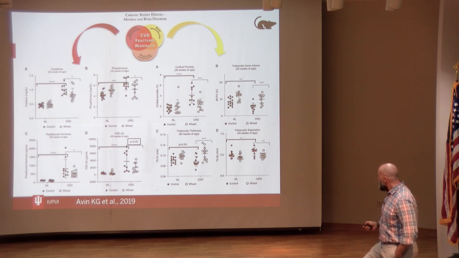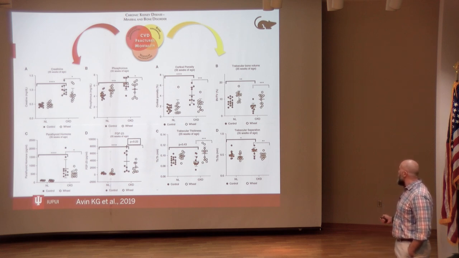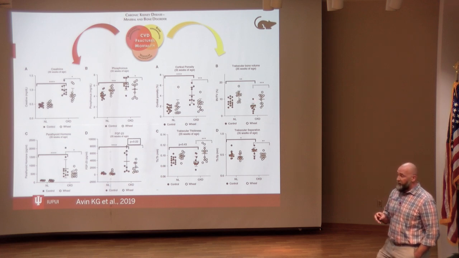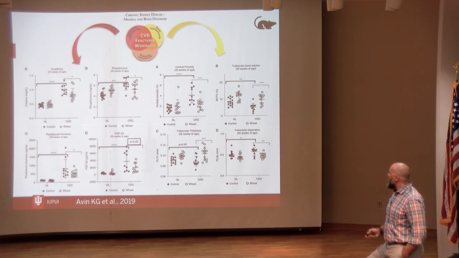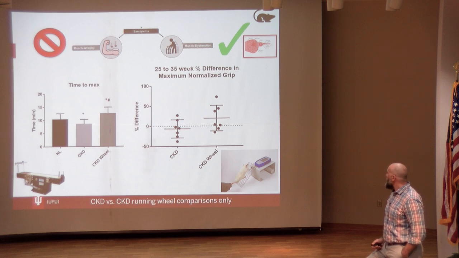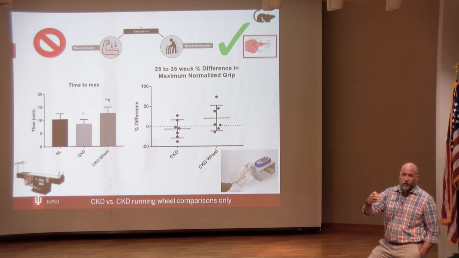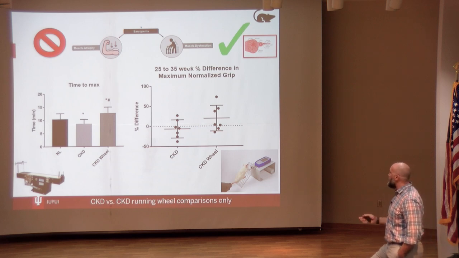ventricular hypertrophy. From a bone perspective, cortical porosity was virtually normalized for the wheel running animals. And then there are a few others: bone volume as well as thickness and separation. So voluntary wheel running had beneficial effects. It improved CKD-MBD, through some of the biochemistries. When we look at it from a function standpoint, there was a 25% reduction in the animals' time to max. This is where the animals are running; they just keep going until they can't anymore. It was reduced with disease and improved with physical activity, or the wheel running.